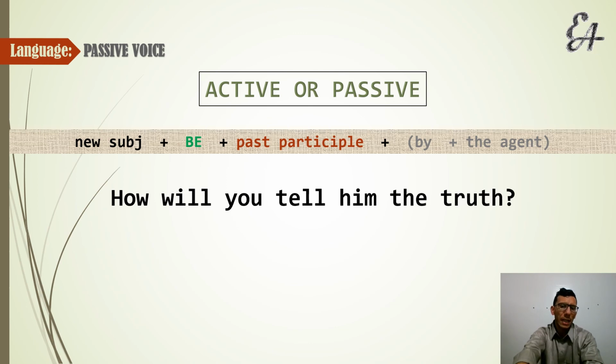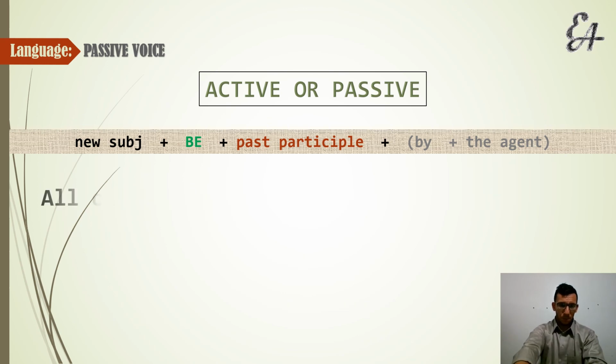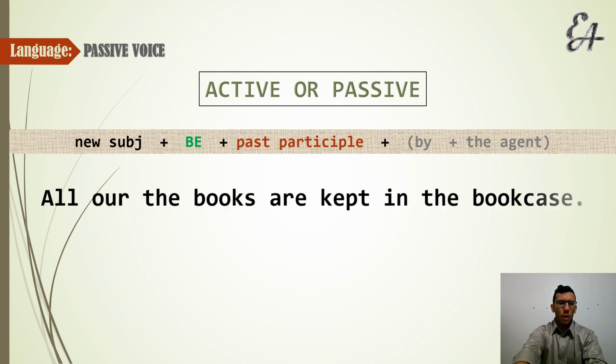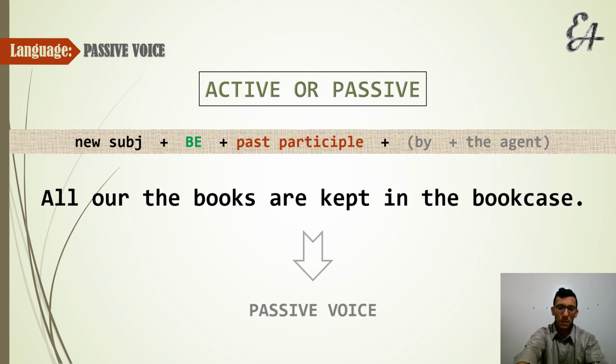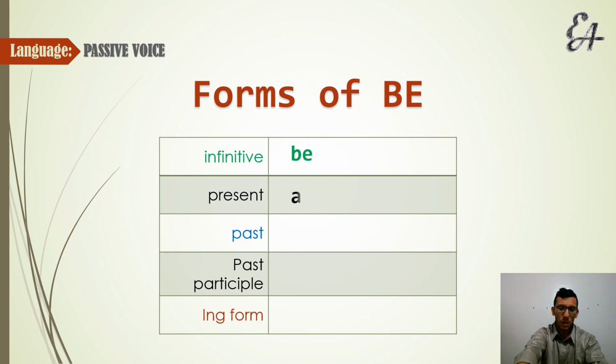How will you tell him the truth? There's no verb to be, and yes, there is a question, no problem. This is active. Good. All our books are kept in the bookcase. Is it passive? Yes, the verb to be are plus kept, the past participle of keep. That's passive. Good, awesome, doing well. Very good.